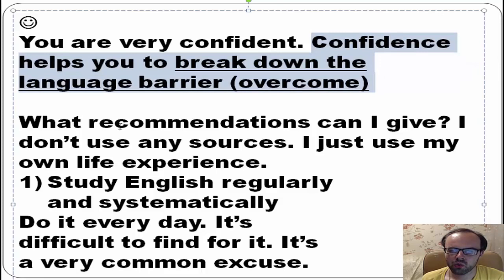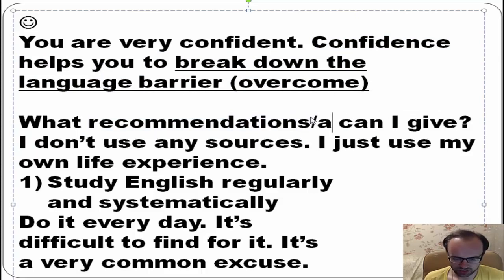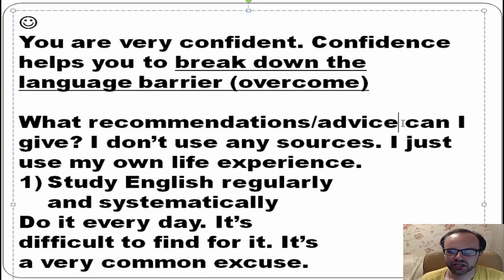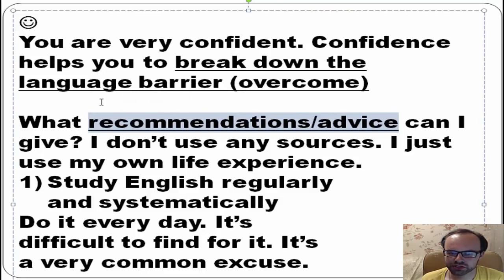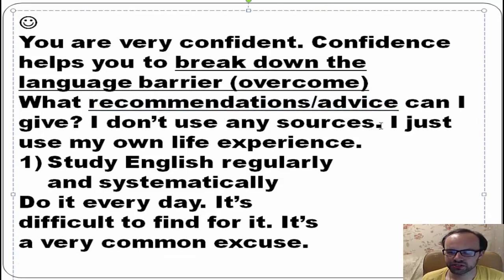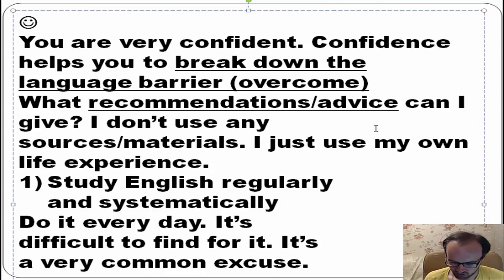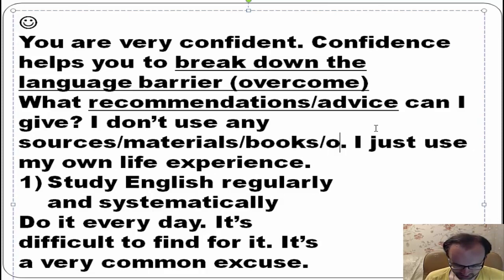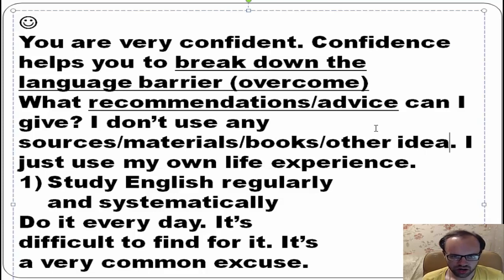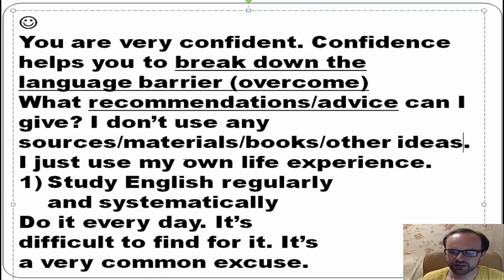Okay? So what recommendations can I give, or what advice can I give? So I don't use any sources. What is sources? It means different materials, any materials, or books, or other ideas. I just use my own life experience. My own means my personal life experience, and I can tell you this from my own life experience.